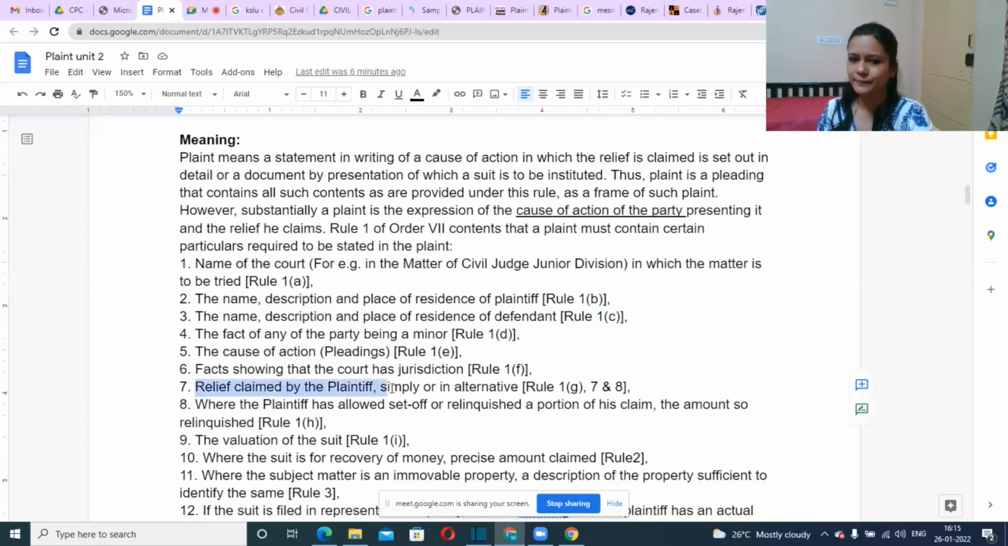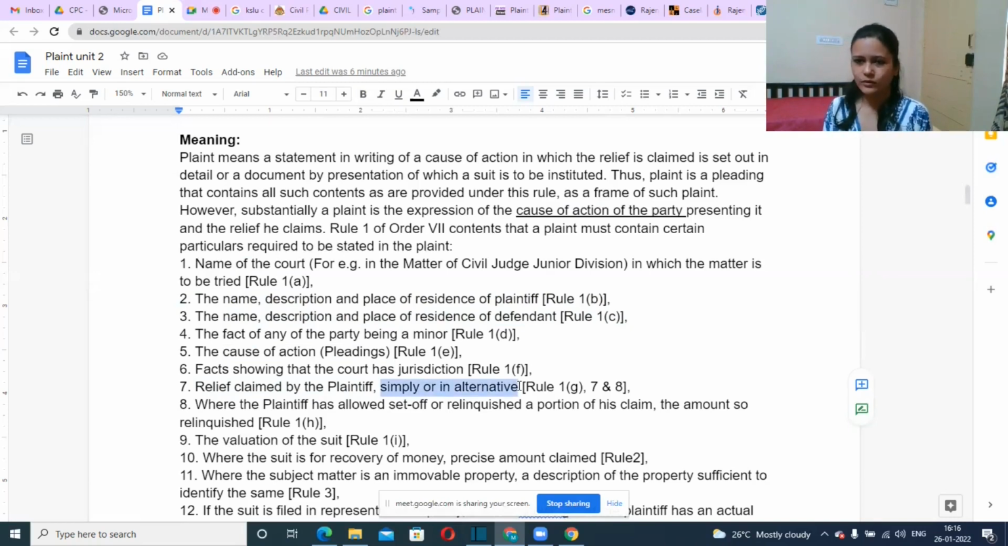Relief claimed by the plaintiff, simply or in the alternative. So what is the relief that the plaintiff is claiming? Simply and alternatively, can you guess what it might be? Yes, madam. Simply and alternatively. Relief also they need to mention. How will they mention it? Simply or alternatively, like in the alternative they would mention.